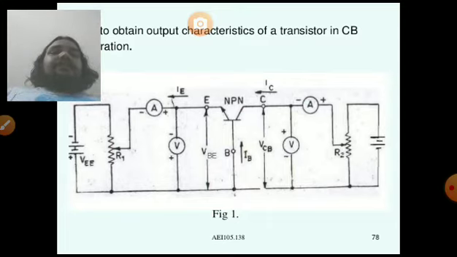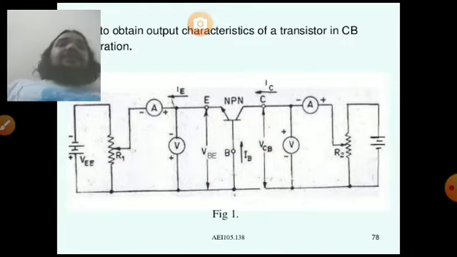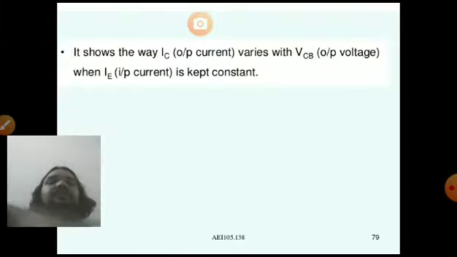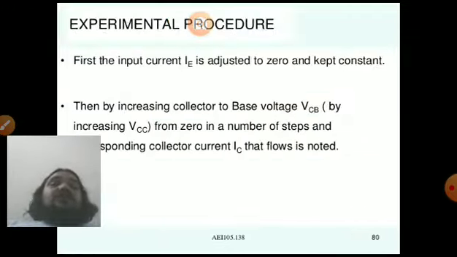Figure 1 is the configuration of the transistor in common base configuration. There is the diagram. The figure shows the output current IC varying with the output voltage VCB when the input current IE is kept constant.